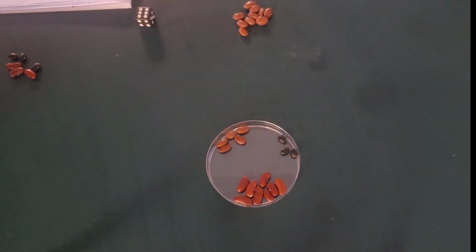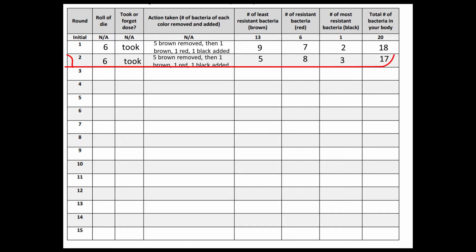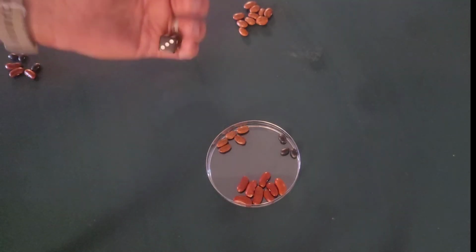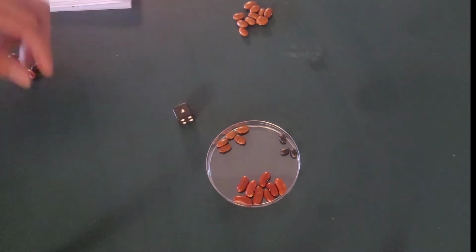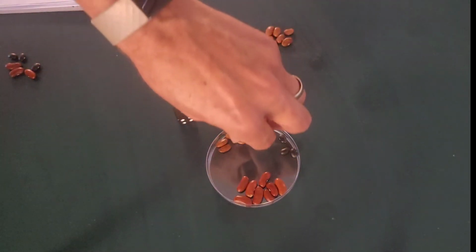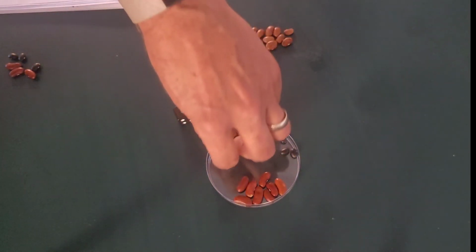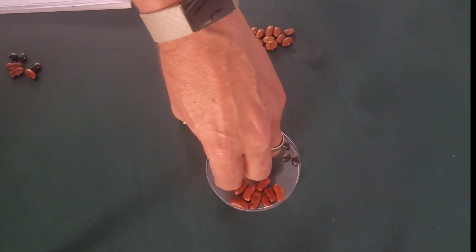Okay, so we're going to add that, and then once again we're going to record our data, and now you'll see we have 5 of the brown bacteria, 8 of the red, and 3 of the black. And you notice that our population is going down, which is a good sign. And so from here on out, we continue to roll the dice and continue the same process.